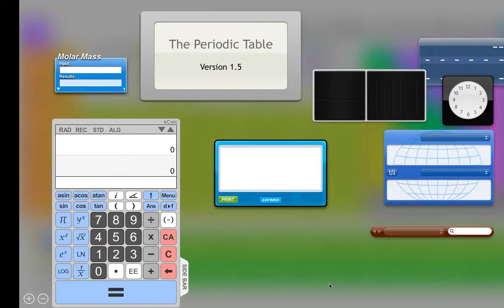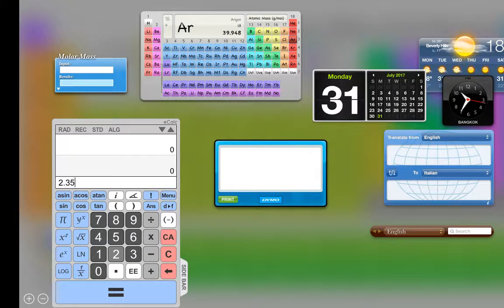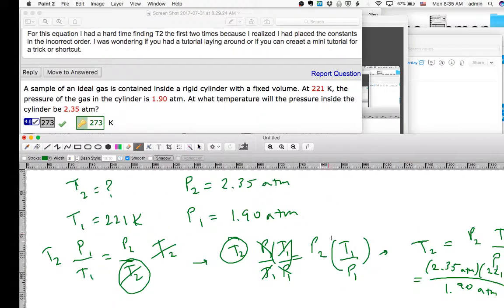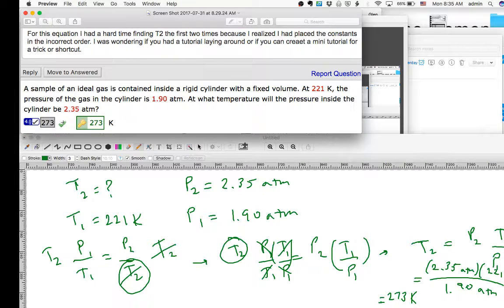So 2.35 times 221 divided by 1.90. It's 273 Kelvin at 3 significant figures, a chilly 273 Kelvin. Does it make sense? Let's see if it makes sense. This T2 represents an increase in temperature. The only way to get an increase in temperature if you're only dealing with P and T is to have an increase of pressure. Did the pressure increase? Yes, the pressure did increase. So that's good. This answer makes sense. 273 Kelvin. And that is the answer on the WebAssign, which you actually got right.